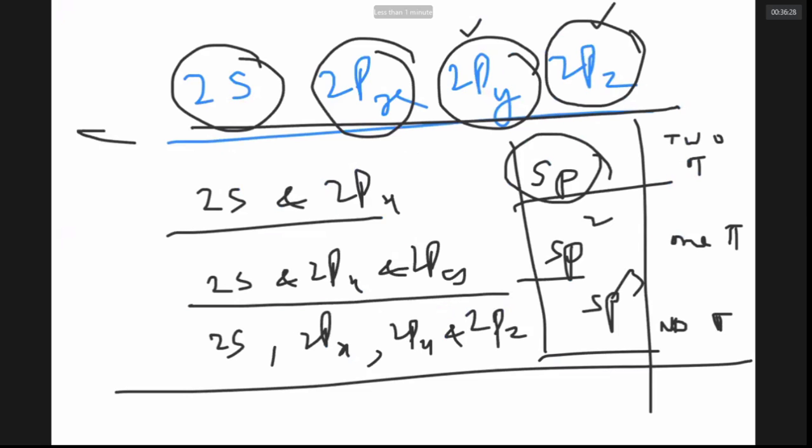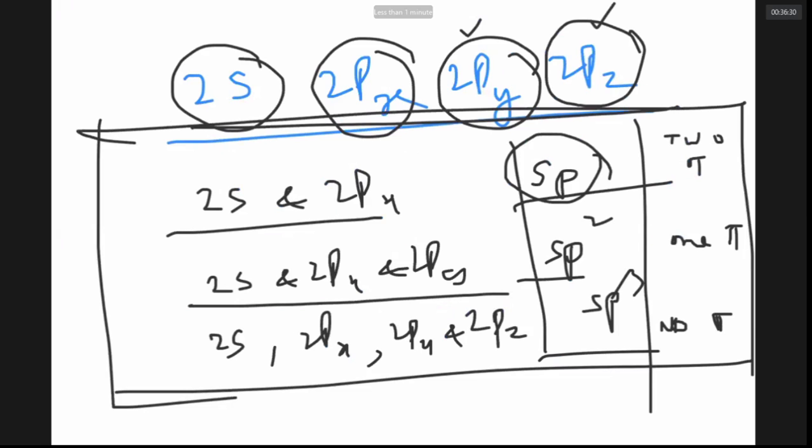Clear. Hydrogen never makes hybrid orbitals.